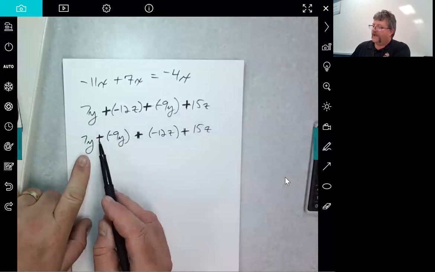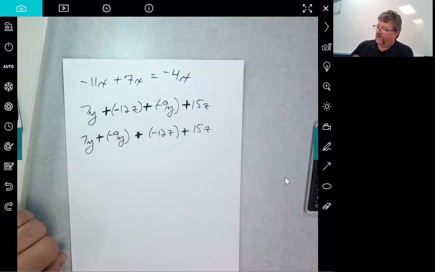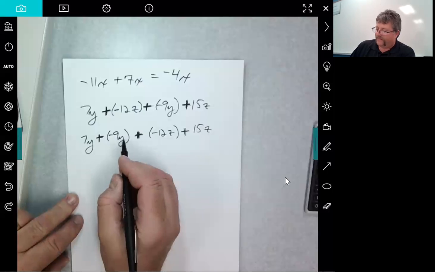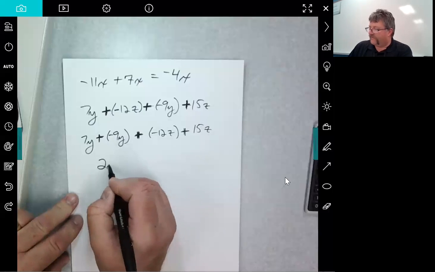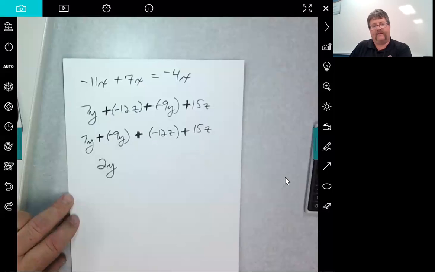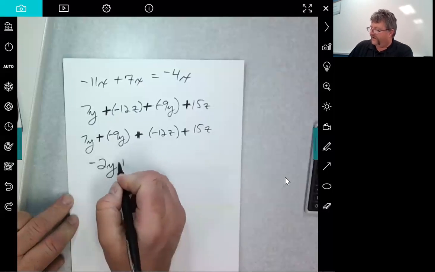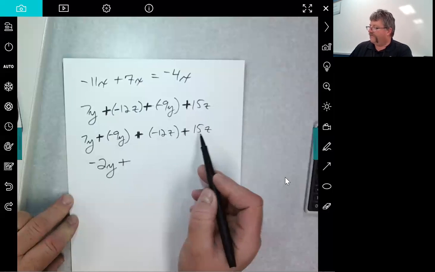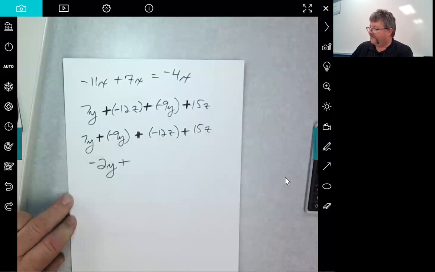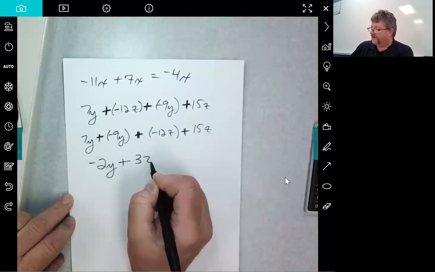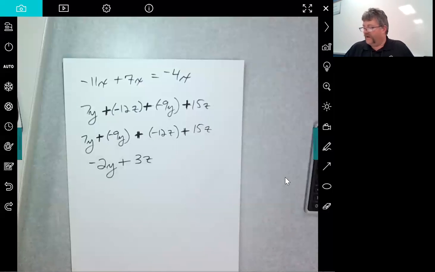Okay, now it's kind of clearer though. I've got a 7y plus a negative 9y. One's positive, one's negative. I'm really going to subtract and get a 2y, but who wins the battle of the signs? Negative wins. So negative 2y plus, what's cooking here? A negative 12z and a positive 15z. I'm going to really subtract and get a 3z, and it's going to be positive. So there we go. Negative 2y plus 3z. Okay, everybody cool with that one?